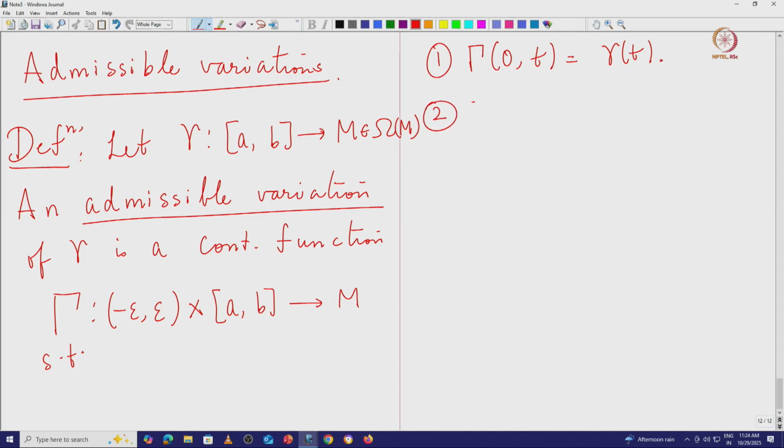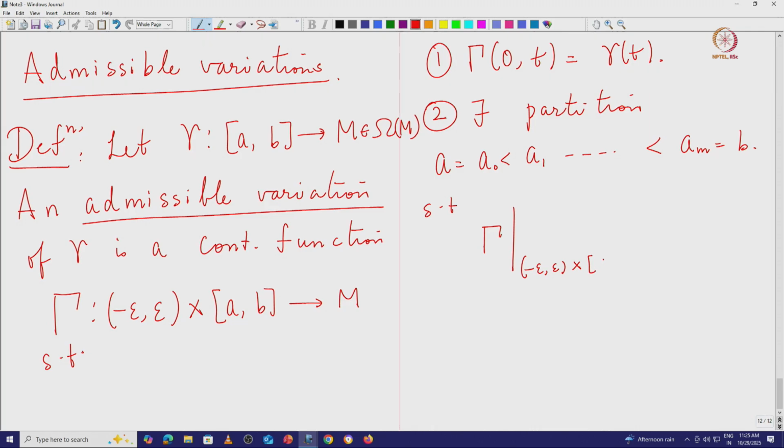And the second point is that there exists a partition, again let us denote this by a naught, a1 up to am, such that gamma restricted to the interval minus epsilon to epsilon cross ak minus 1 to ak is smooth. Okay.